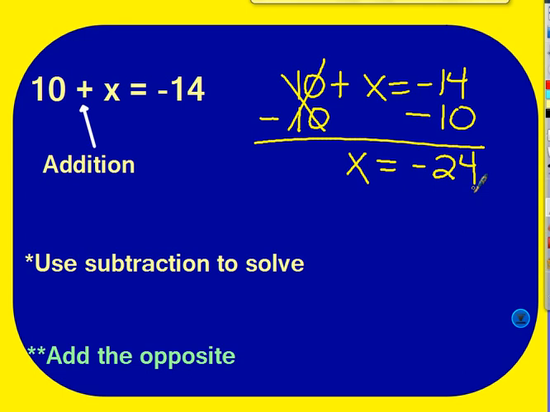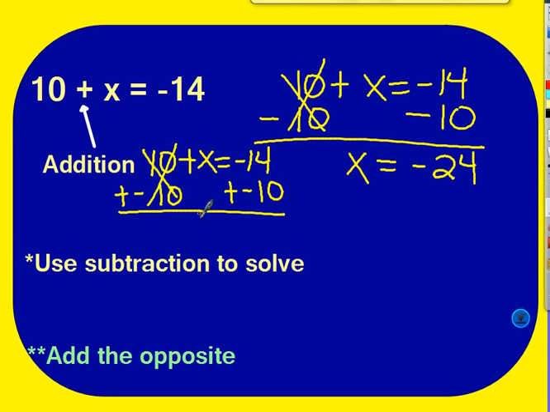Another way people like to do these problems is by adding the opposite. The opposite of 10 is -10. So if you add -10 to both sides, you will get the same answer. Notice, when you add -10 to 10, they cancel out because they are opposites. -14 plus -10 is -24.